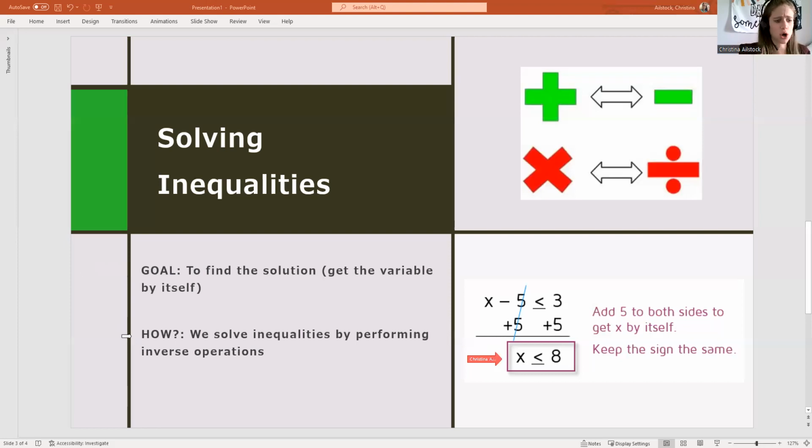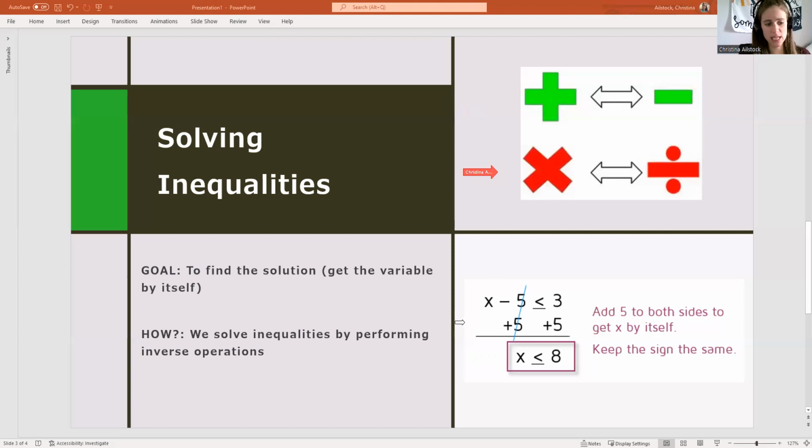The way that we solve inequalities is by performing inverse operations. So inverse is another name for opposite. So we want to perform the inverse, the opposite operation. So if we come up here to the top right corner, we can be reminded that addition and subtraction are inverses. They're opposite of each other, as are multiplication and division. Those are inverses. Those are opposite of each other.